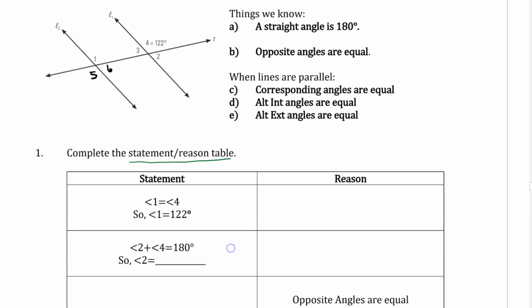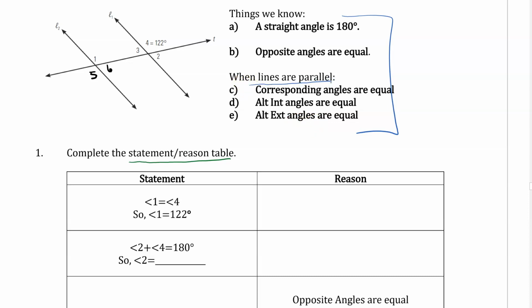So the first statement says that angle 1 is equal to angle 4, so I know that angle 1 is 122 degrees. It's kind of like two little statements in one. How do you know that angle 1 is 122 degrees? Well, here are all the reasons that you could use up to this point. We know that a straight angle is 180 degrees. That's something that we can use as a reason. We know that opposite angles are equal, corresponding angles are equal, alternate interior angles are equal, and alternate exterior angles are equal. And those last three are when lines are parallel.